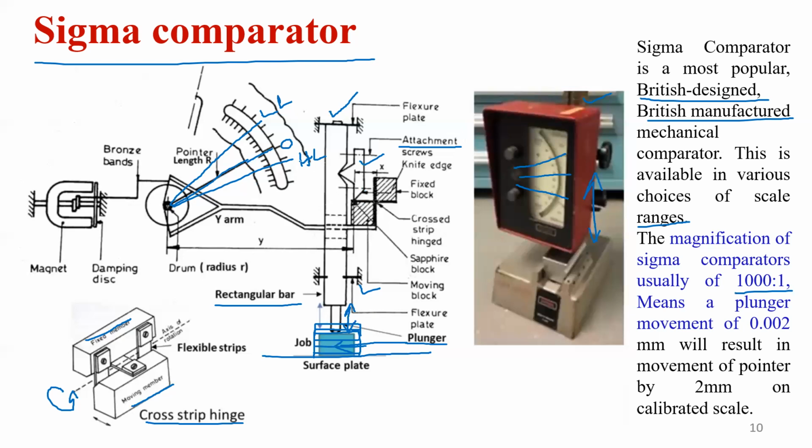If the pointer is within the lower limit and the high limit, then the component is passed from the inspection. So in this way, we can use the sigma comparator for checking the limits of the component.